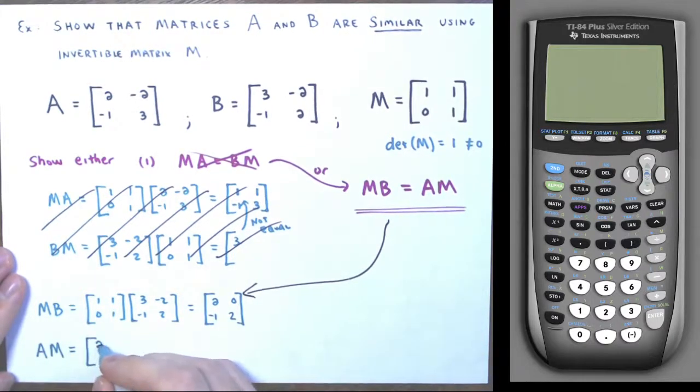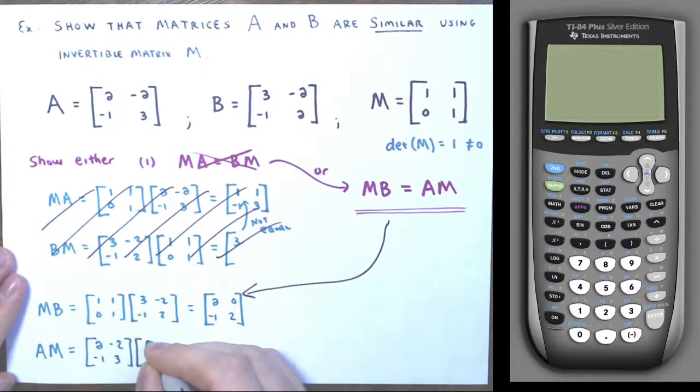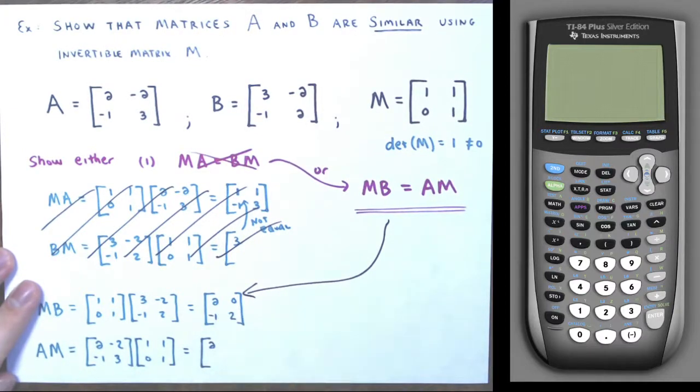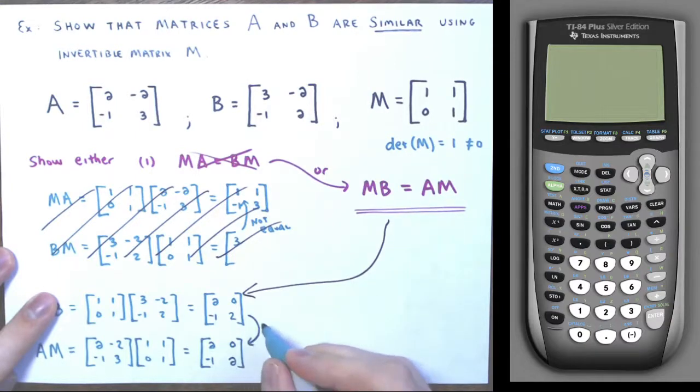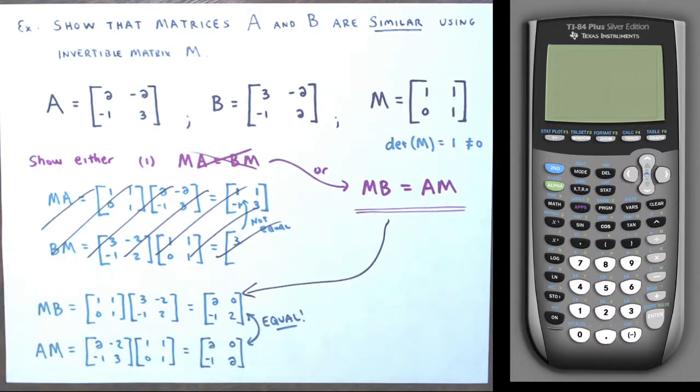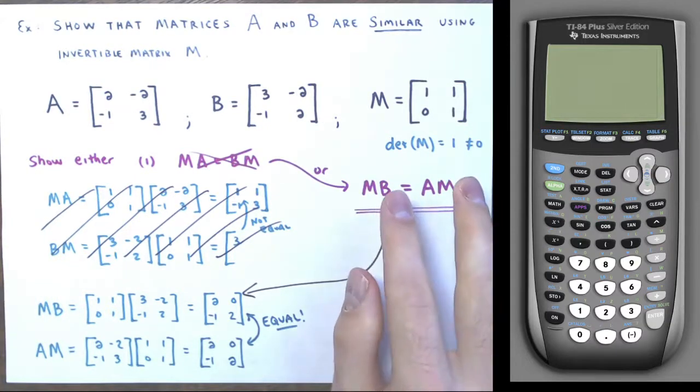A is 2, negative 2, negative 1, 3 times M, 1, 0, 1, 1. And now we're getting it. See, first row, first column would be 2, so looking better already. First row, second column would be 0. Second row, first column would be negative 1, and second row, second column would be negative 1 plus 3, or positive 2, and hey, that's a lot better. So we have M times B equals A times M, so in this order it works.